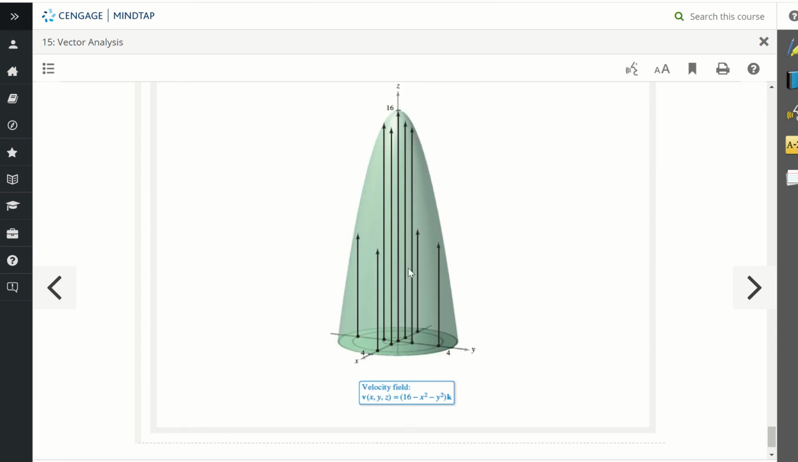If you want to, you can see this illustration also presented in the textbook. The longest vector, the one with the greatest magnitude at 0, 0, points up. As we move outward along any concentric circle, the vectors along that circle have constant magnitude, but the magnitude decreases as we move to the boundary.